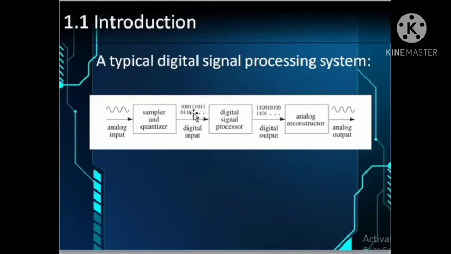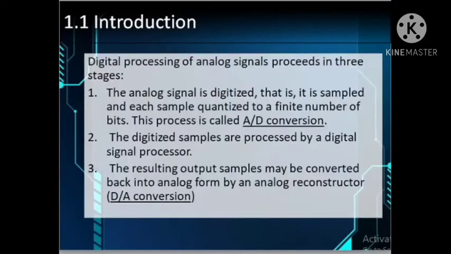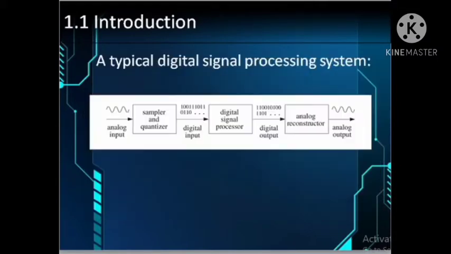The result is this digital input or digitized sample. For the second stage, the digitized samples are processed by a digital signal processor. So this digital input is processed by the digital signal processor, and it will come up with a digital output.